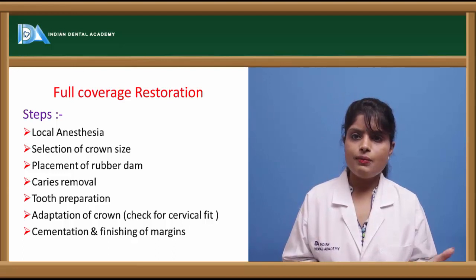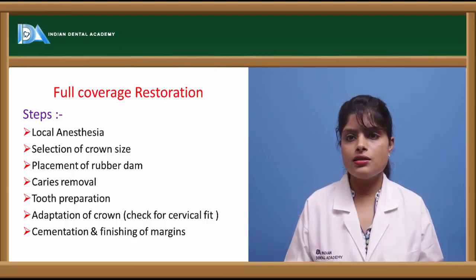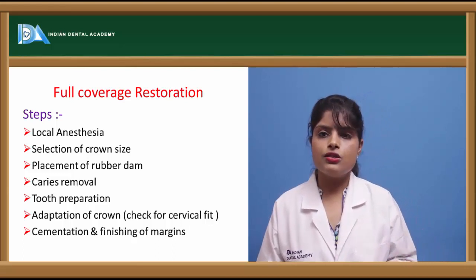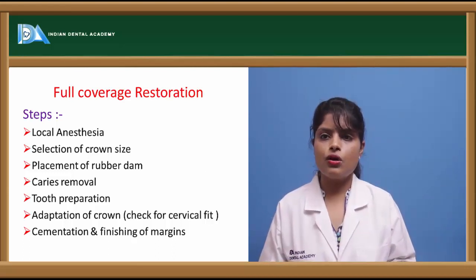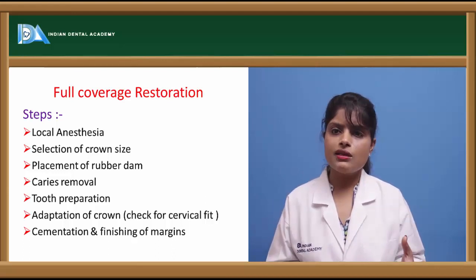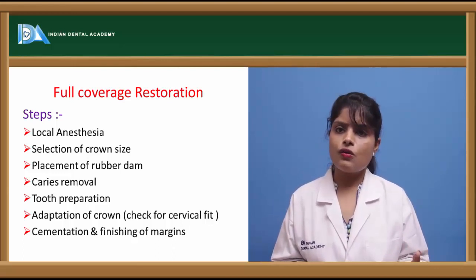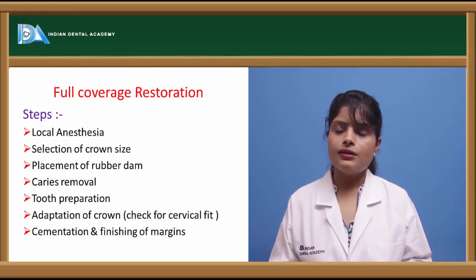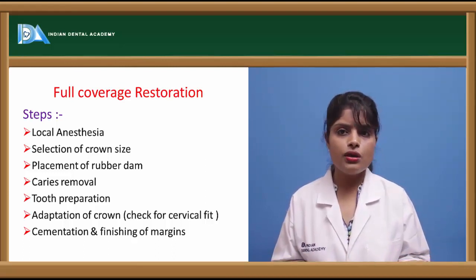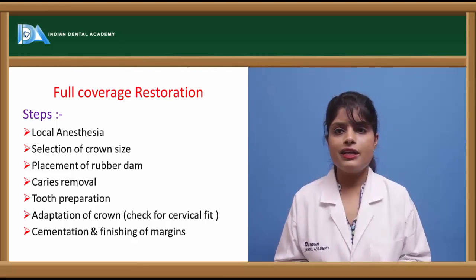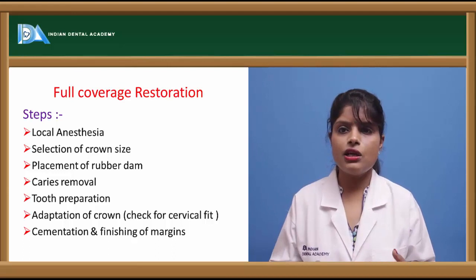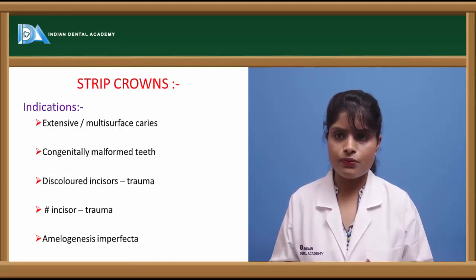Now, what is the basic procedure for undertaking such full coverage restorations? First of all, we administer local anesthesia to the teeth, then proper rubber dam placement is done, then selection of the crown is done, and removal of any carious lesion from the tooth. Then comes the crown placement, the cementation, the removal of the excess cement, and finishing and polishing is the final step.